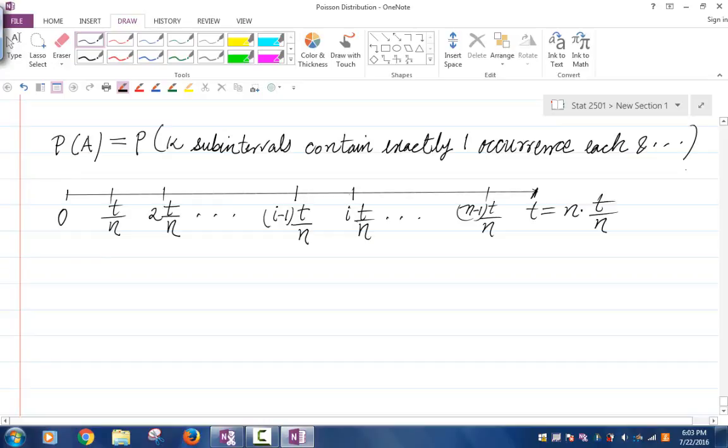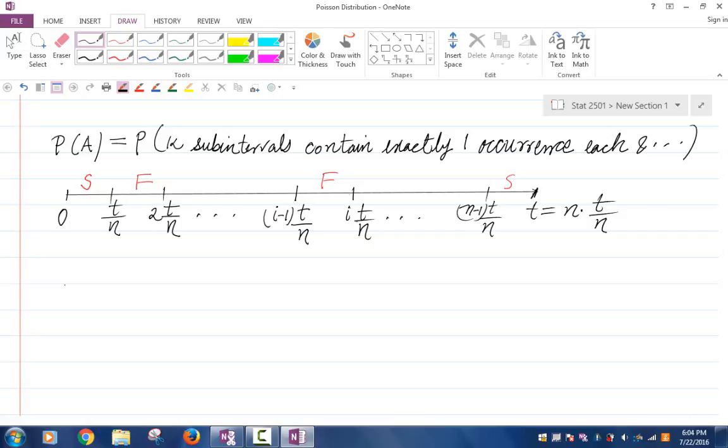So in order to find this, what I'm going to do is the following. I'm going to label each subinterval as S or F. S means that the subinterval contains exactly one occurrence. F means the subinterval contains 0 occurrences. So to find the probability of A, the first thing I'm going to say is that we have n subintervals here. Each one is labeled as S or F. S means the subinterval contains exactly one occurrence, and F means the subinterval contains none.